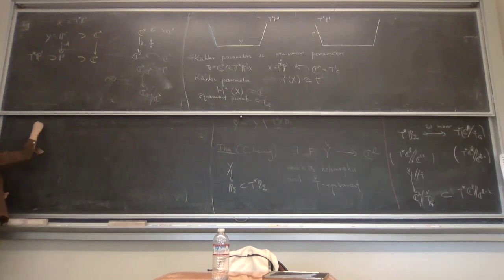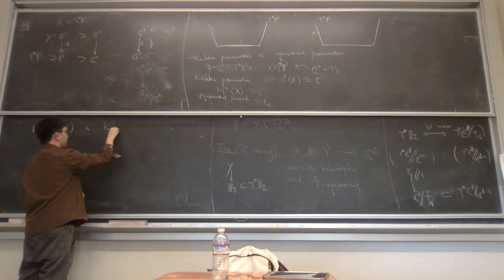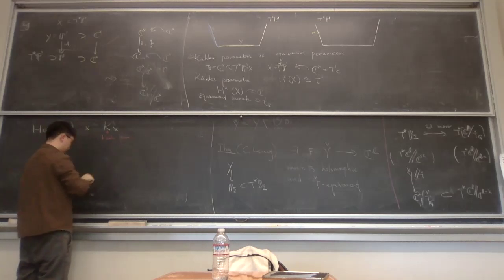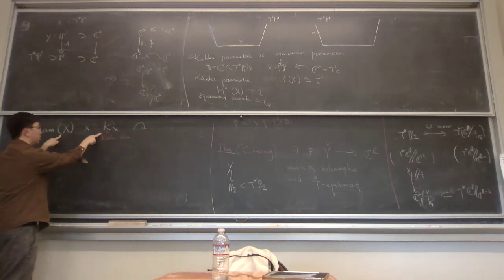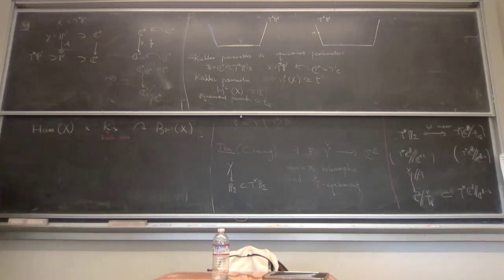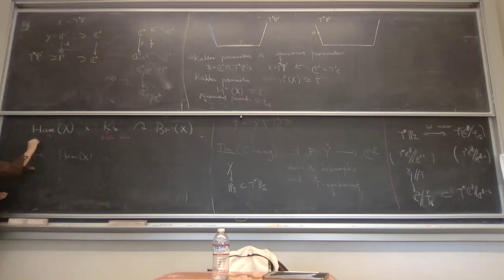So there is Ham of X, the Hamiltonian group of X, and there is K_X, the Kähler cone of X. There is an action of these two acting on all the 3D rings on X. Ham X is just a group, so it acts on the 3D ring by changing its map. Ham is the Hamiltonian group, the diffeomorphisms of X fixing the symplectic form.